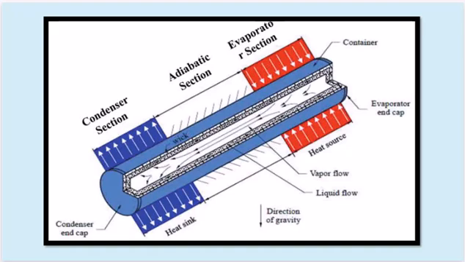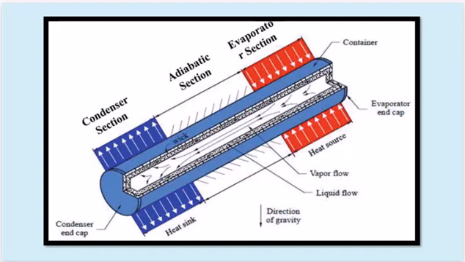The evaporator section, where heat causes the working fluid to vaporize. The adiabatic section, which allows the vapor to travel without losing heat. The condenser section, where the vapor releases heat and condenses back into liquid. And finally, the end caps, which seal the heat pipe at both ends.